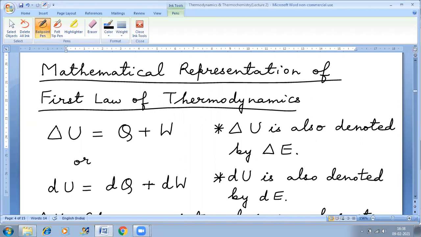So when I want to specify that it is a very small amount, then I have to use small d. And if I write delta, that is delta U is equal to capital Q plus capital W, if I don't use the small d, then it means that I'm not talking about very small, I'm talking about a large amount of change. So if delta U is written, it means that it is a large amount of change. If dU is written, that means it is a very small amount of change in internal energy. So that letter small d indicates that the amount of change is very small.